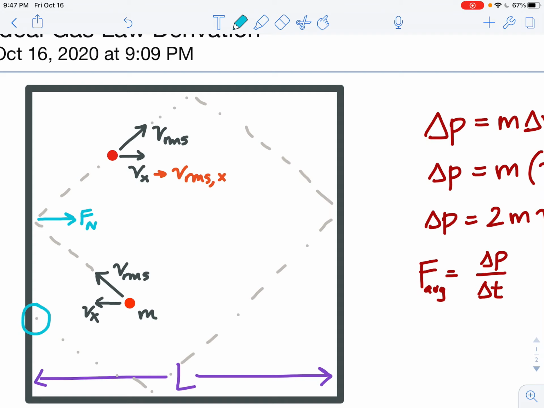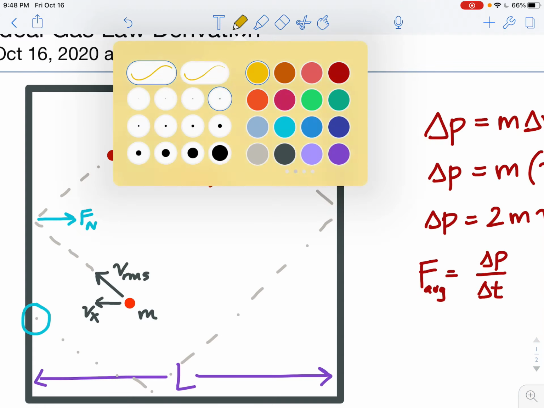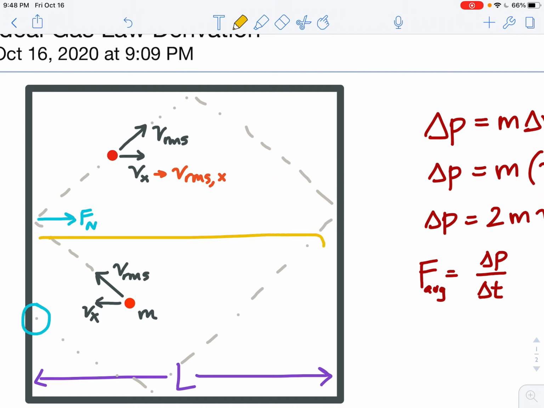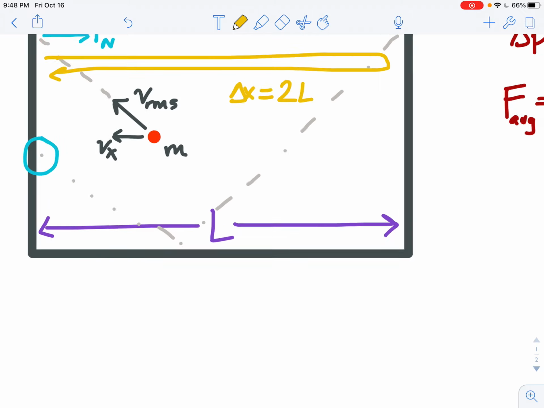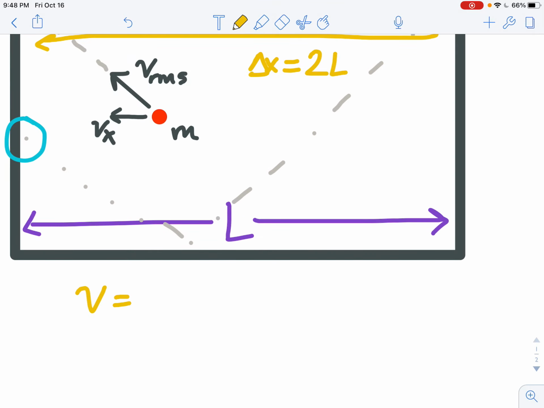Well, it's traveled a great distance, but we only care about the x component of the velocity because the y and z components are independent, and so whatever speed is moving in the x, it's going to travel from the wall, let's do yellow, over to this side and back again before it hits, okay? And so the distance that it travels, that displacement, is 2 times the length. And so we know that the velocity is given by a displacement over time, right?